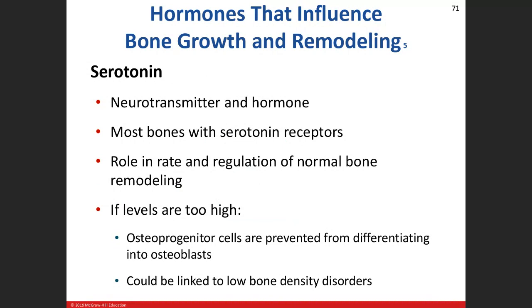Serotonin, a neurotransmitter. We'll talk about it in this class a lot as a neurotransmitter, not so much as a hormone, but it does play a role as both. But it is a chemical messenger.